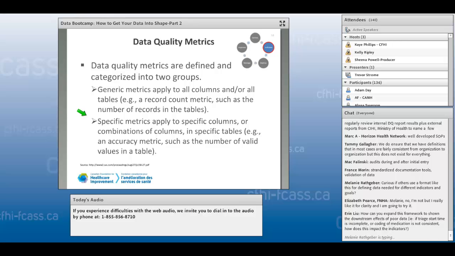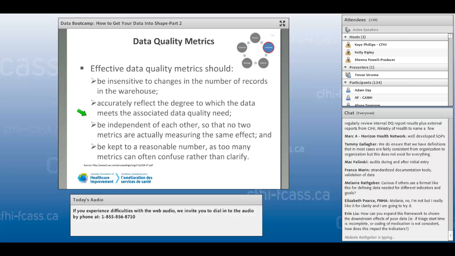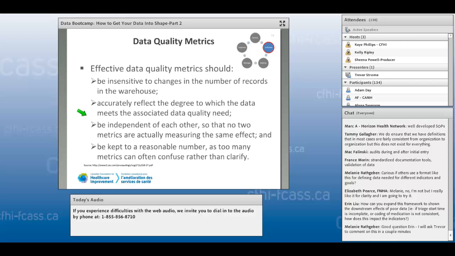For example, if we have a data field, it would be the number of valid values in a table, or the percentage of valid data that we've got for a particular field. But if we want to develop metrics, there are a few things we need to consider. Effective data quality metrics should be insensitive to the size of your database or data warehouse. We don't want an indication of validity or something else to change just because you've got more records.